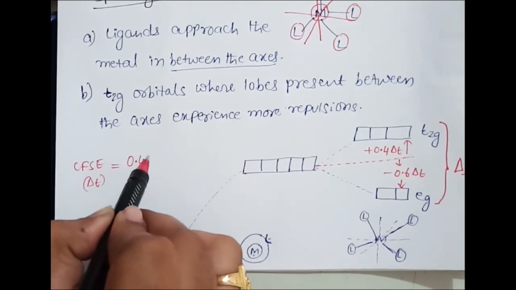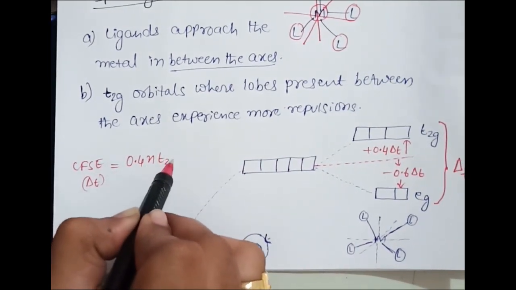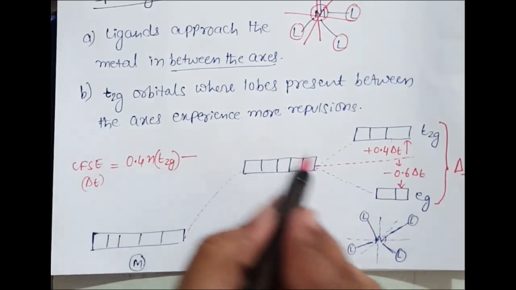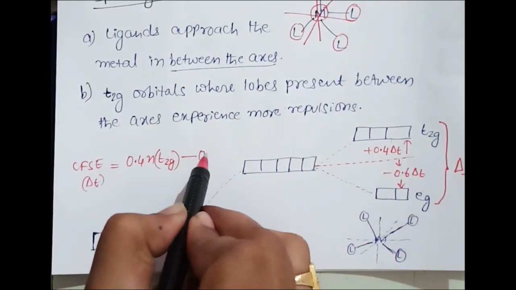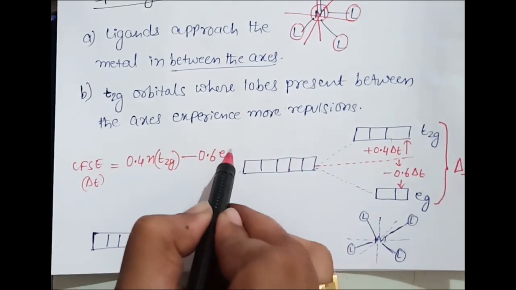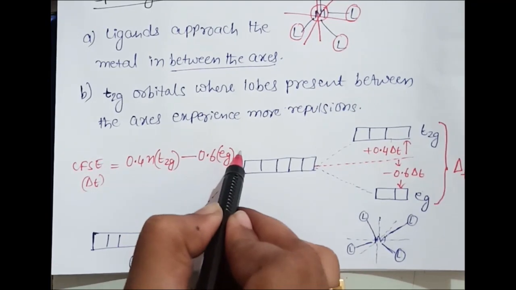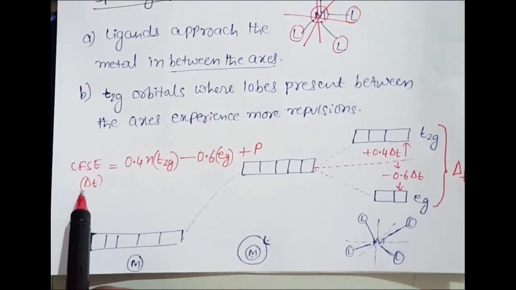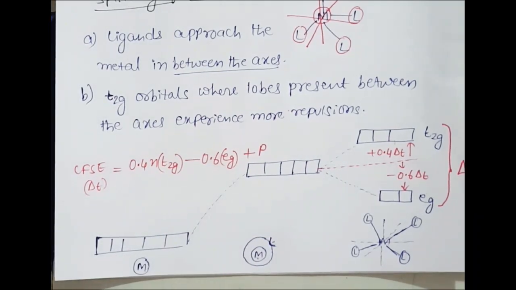0.4 into number of T2G electrons, correct, number of T2G electrons, minus 0.6 into EG electrons, and of course plus pairing energy. This is the formula to calculate splitting energy in the case of tetrahedral system. Understood this one? Yes, take a note.